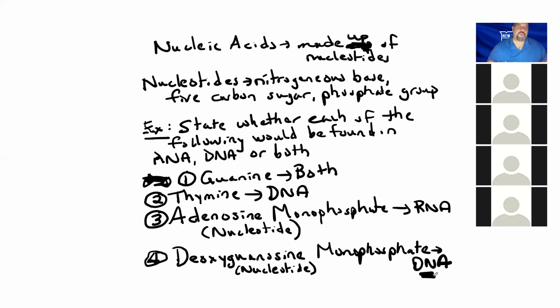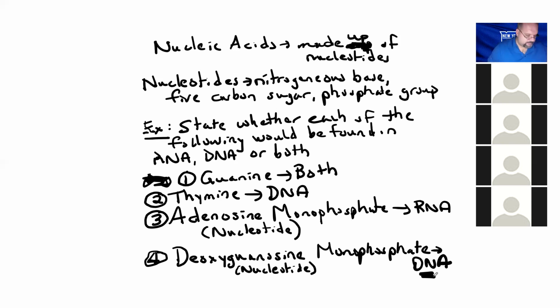So, in terms of the nucleoside names, and again, you don't have to memorize the nucleoside names. But if I gave you something like adenosine monophosphate and asked you if it's an RNA, DNA, or both, you should be able to tell me RNA. If we give you deoxyguanosine monophosphate and ask you if it's an RNA, DNA, or both, you should be able to tell me DNA.